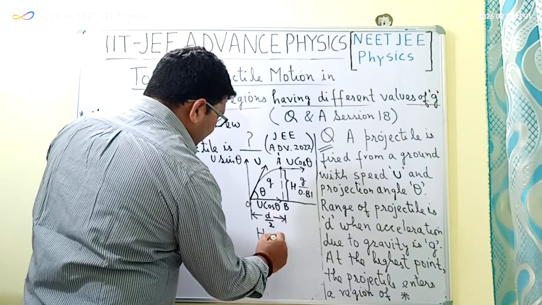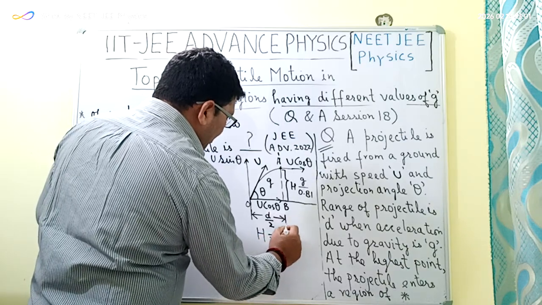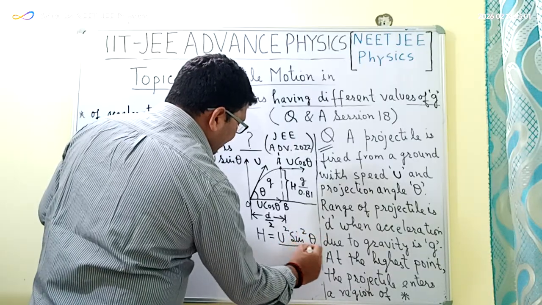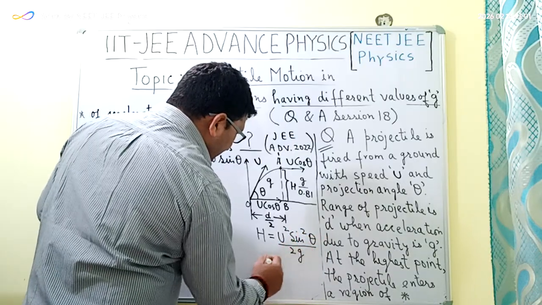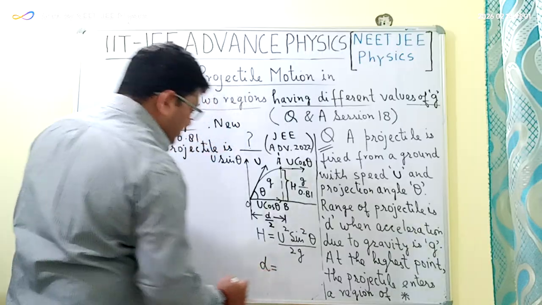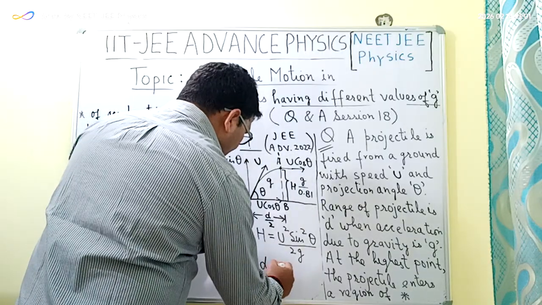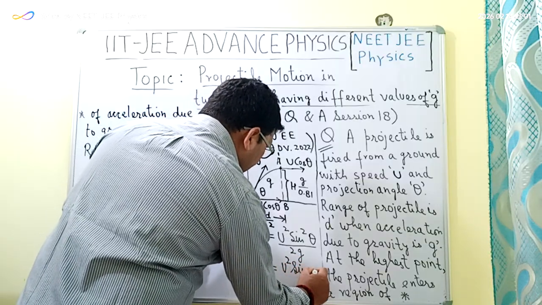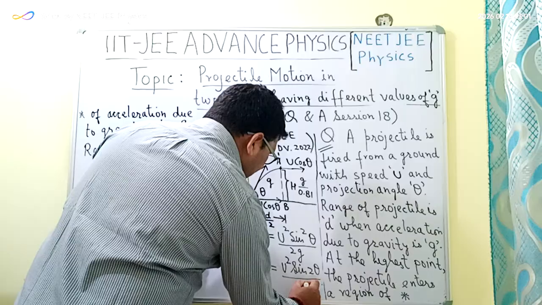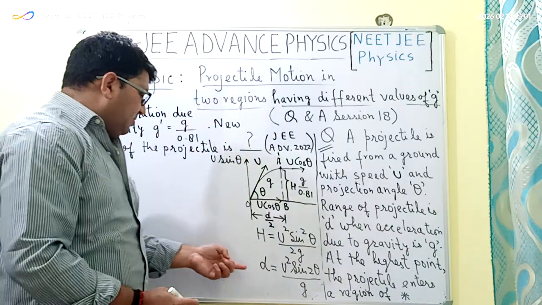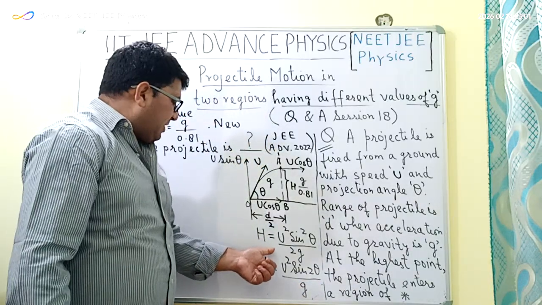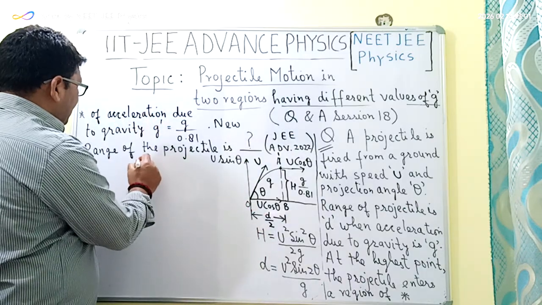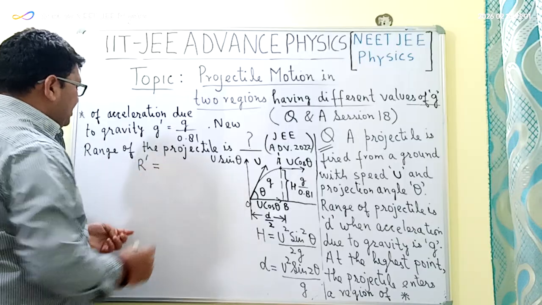The formula for the maximum height is u square sine square theta divided by 2g, and the formula for the range, which is equal to d, is u square sine 2 theta divided by g. These are the two standard formulas, and we will be using them in order to find the new range of the projectile. Let us say the new range is equal to r dash.